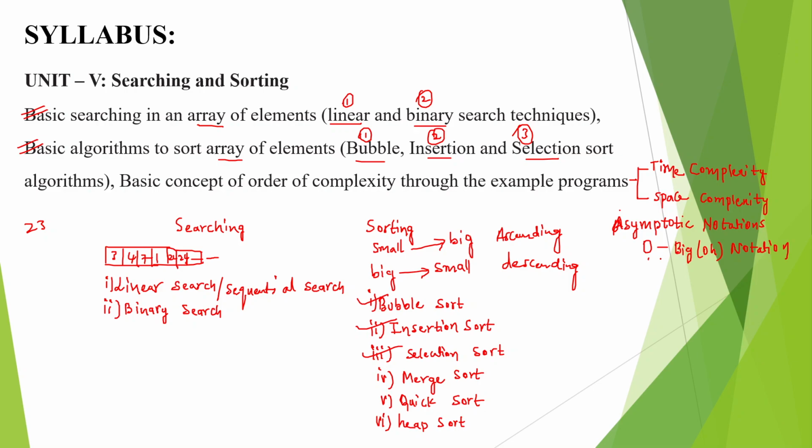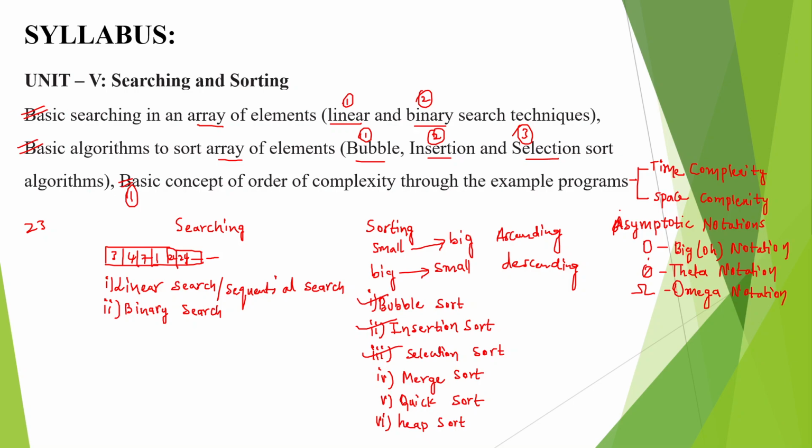And the second one is theta notation. And the last one, omega notation. To explain these basic concepts of order of complexity, maybe one more class.